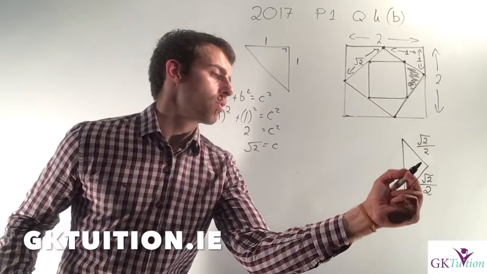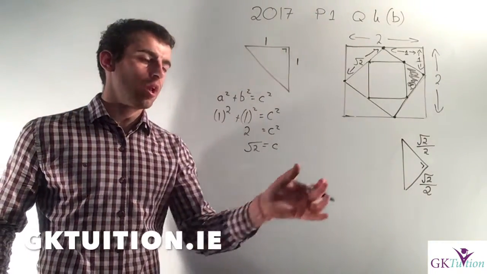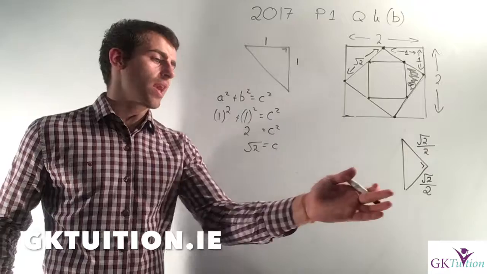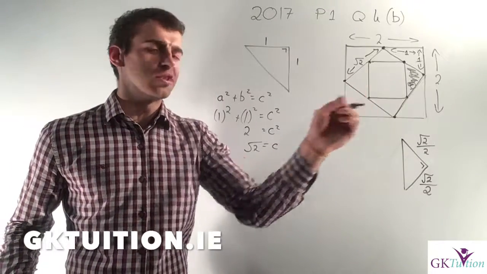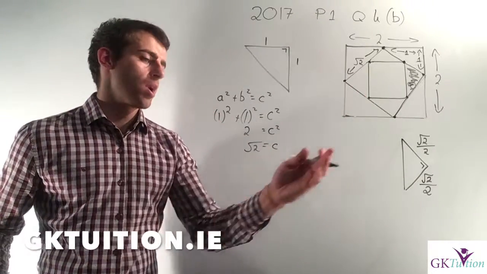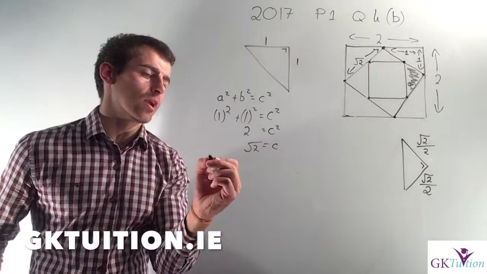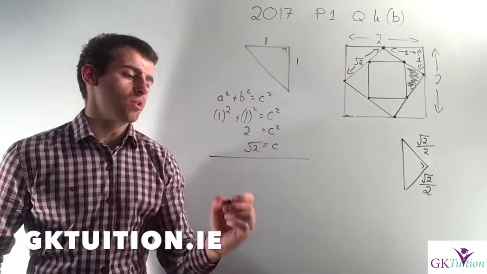Again, clearly it's a corner of a square, so it's a right angle triangle. So I can just use Pythagoras theorem again to find the length of one side of the smallest square. So let's just substitute into the same formula: a squared plus b squared equals c squared.